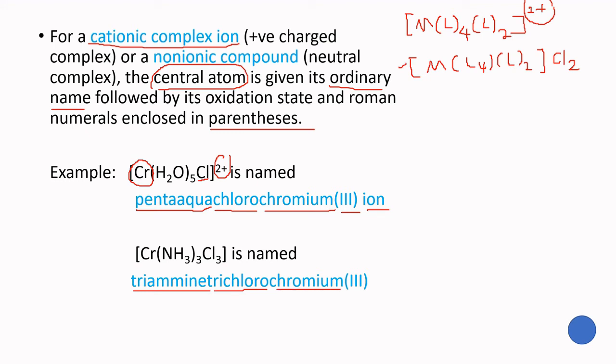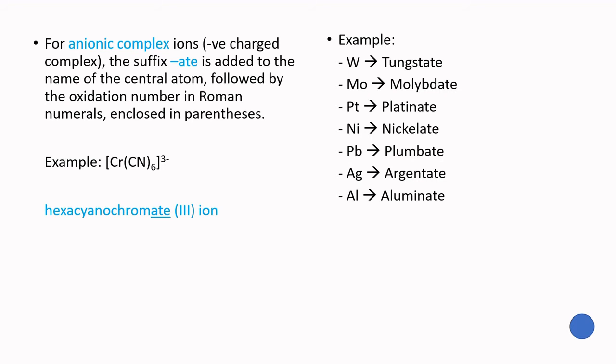Trichlorochromium(III). You notice that there is no ion at the back here because this complex is neutral. There is no charge outside of the bracket. For an anionic complex ion, or negative charge complex, the suffix "ate" is added to the name of the central atom, followed by the oxidation number in Roman numerals enclosed in parentheses.